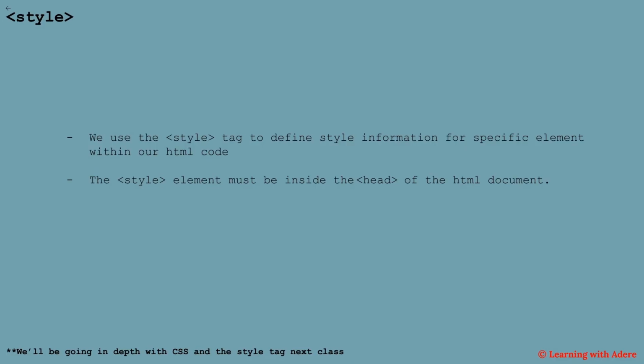To do this, we would use the style tag. Now the style tag is leading into CSS. CSS stands for Cascading Style Sheet, and we have a whole class dedicated to it coming up. So we use the style tag to define style information for specific elements within our HTML code. The style element must always be inside the head tag of the document. Once again, we'll be going into depth with CSS and the style tag in the next class.